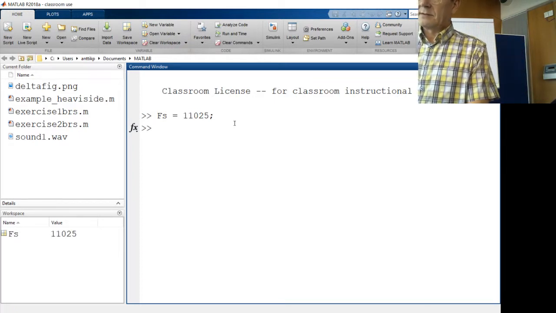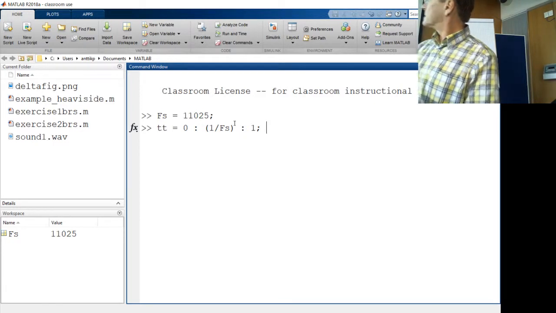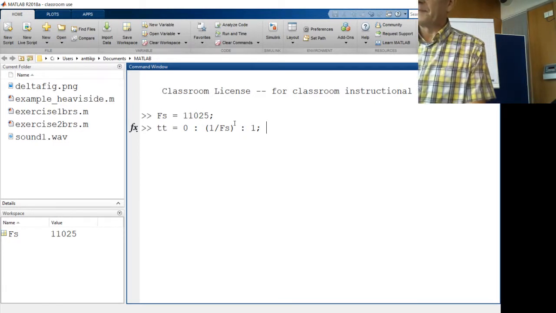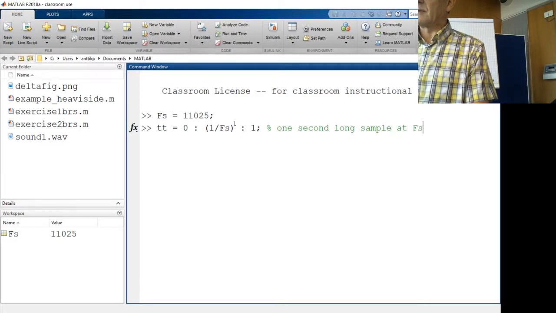One way of producing a time vector would be to start, for example, from 0 seconds and then put 1 over sampling rate as a step size, and, for example, make it 1 second long. That's one way of doing it. So a 1 second long sample at sampling rate of fs.